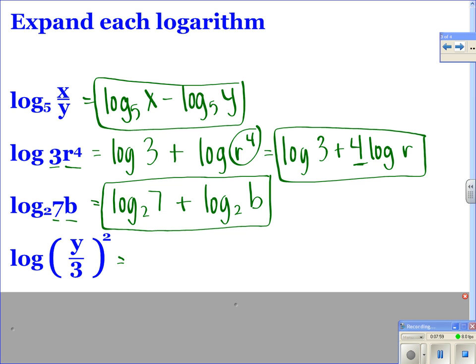So this is going to be 2 log y, 2 log 3, plus or minus. Will be minus. So 2 log y minus 2 log 3. That's your expanded form.